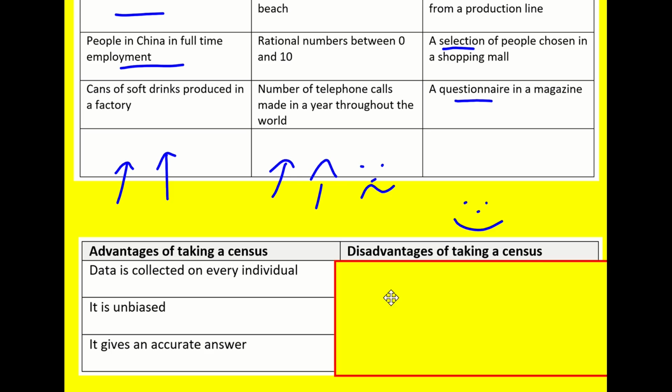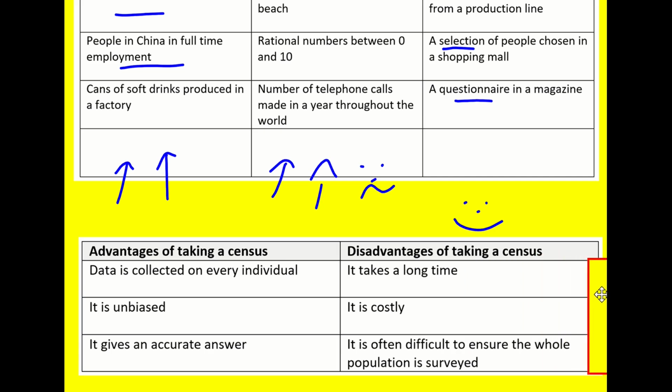Some disadvantages. Why don't we do a census of everyone in the UK or somewhere every day? Why not? We get data on everyone. It'd be great. Well, no, because it takes a long time to do a census, or a longer time than to do a sample, which we'll see in a minute. It's going to be costly in general to ask everyone in the country about all sorts of different things, and then process it all. That's going to be costly, and it's often going to be difficult to ensure that the whole population is surveyed.